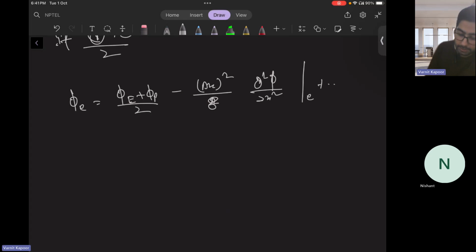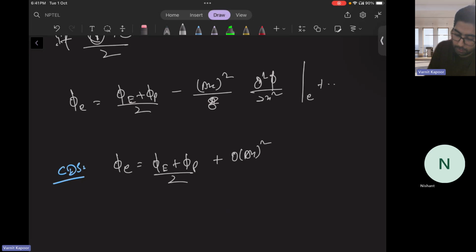So if you see the CDS, the central difference scheme, your phi east was phi E plus phi P by 2 plus order of del x square. So you can say it is second order accurate. It is second order accurate. Right? Any doubts? We have got the accuracy of the order. Let us do one example problem.